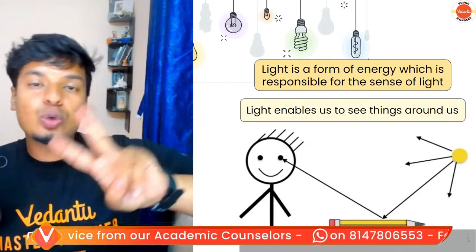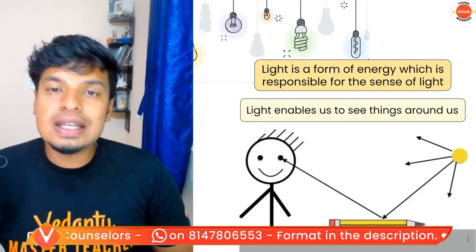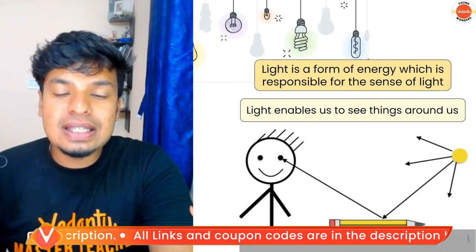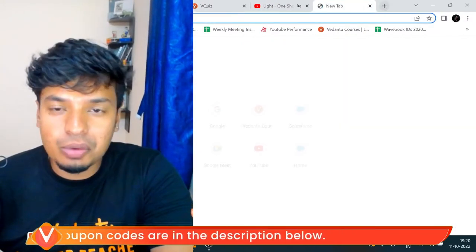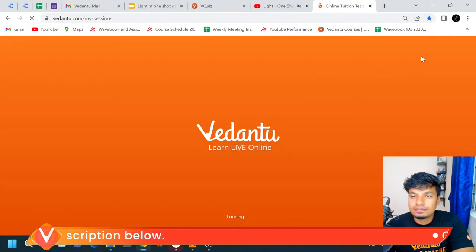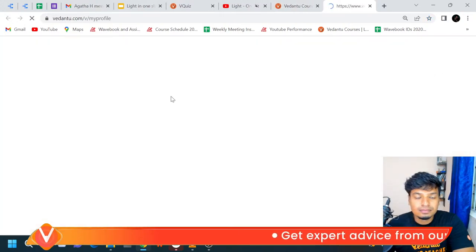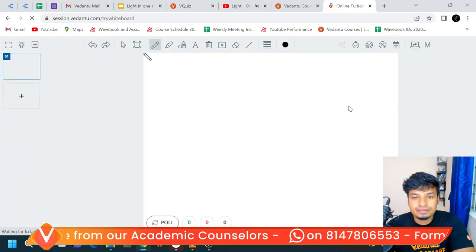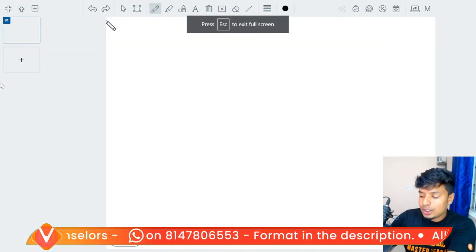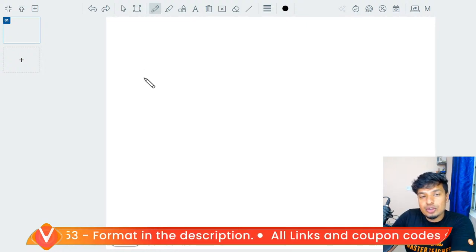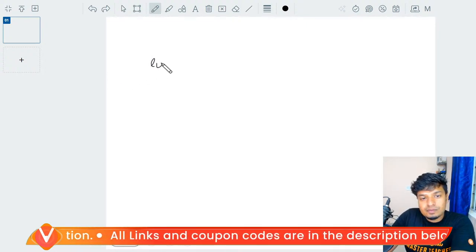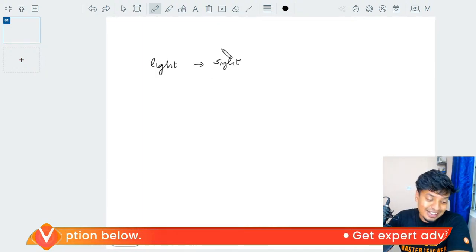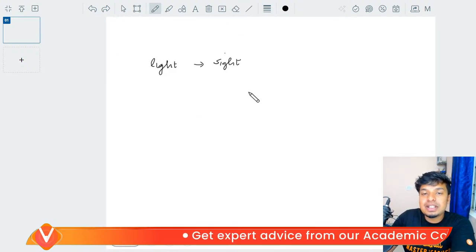So there are two types of objects present around us. One is luminous objects, which have their own light. Let's go for the whiteboard. So first we understood one important thing: light is the one which gives us sight. Light helps in seeing the things around us.